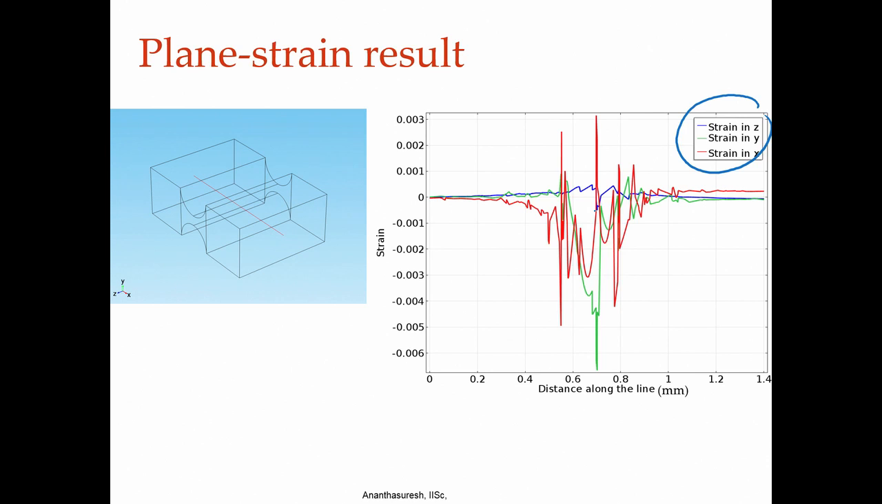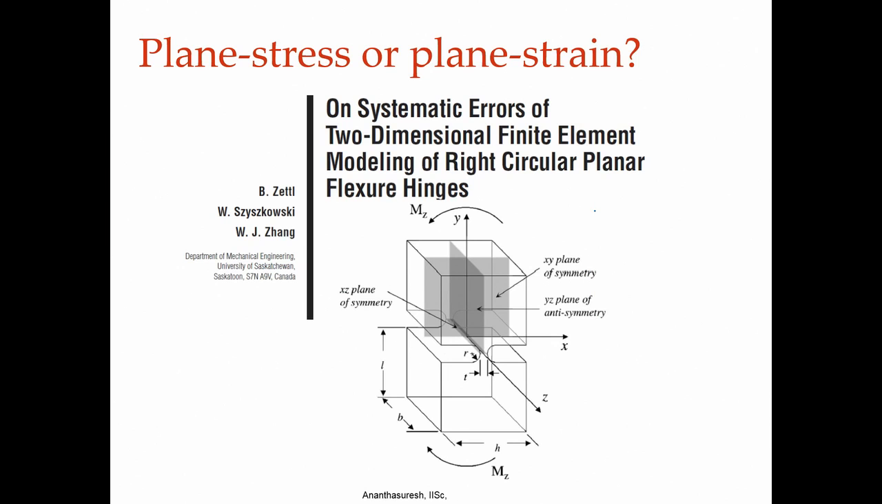Which one do you use for a compliant mechanism? Usually it is plane stress, but for the circular flexure hinge, there was a detailed analysis done by a group at the University of Saskatchewan. Professor Tchaikovsky had done that some time ago. This is from the ASME Journal of Mechanical Design, the year is 2004.